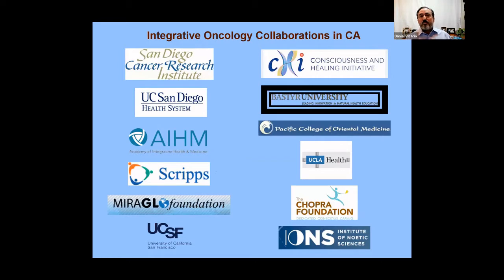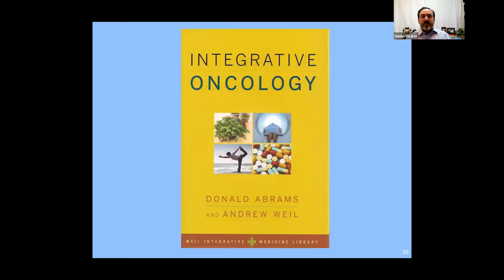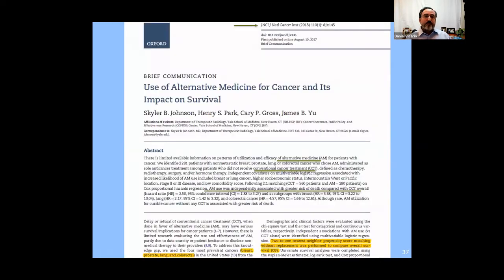So here are just some collaborations here in California, several different institutions, and there are integrative oncology programs at the University of California, San Diego, Irvine, LA, San Francisco, at MD Anderson, Dana-Farber, Memorial Sloan Kettering, Johns Hopkins, Cleveland, and many others. This is a great book by Don Abrams and Andrew Weil, written by hundreds of practitioners of integrative oncology, and they have thousands of data. So this is briefly what I want to say about alternative medicine.